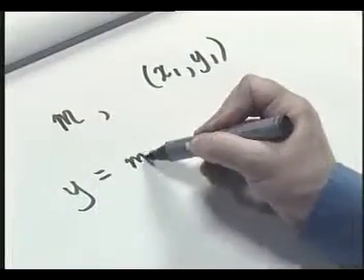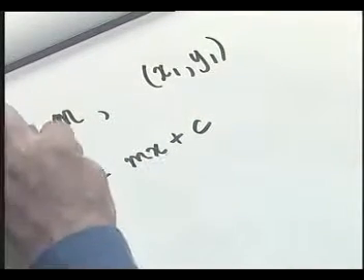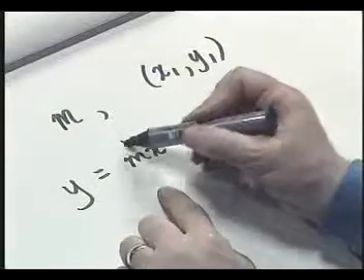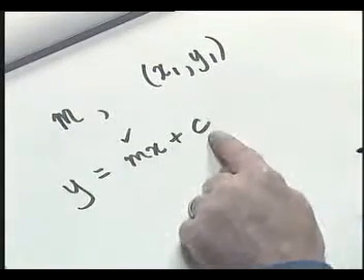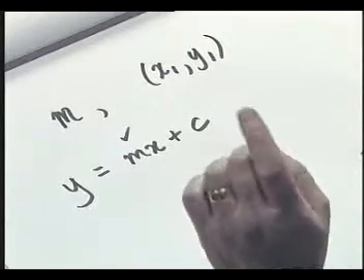Always go back to what we know. We know already that any straight line has this equation, y is mx plus c. What do we know? Well, we're told that the gradient is m, so that bit we can leave alone. But we don't know the vertical intercept c. Let's see if we can find it. Use what we do know.